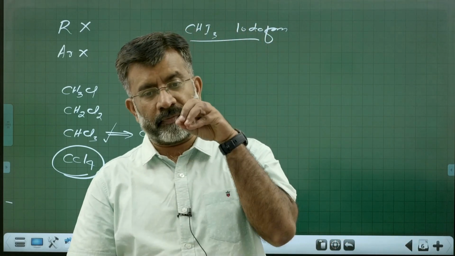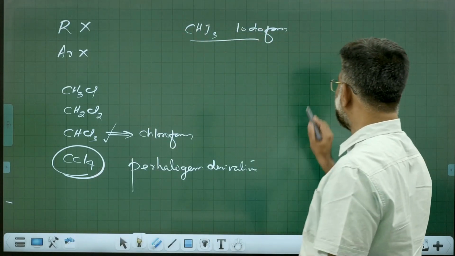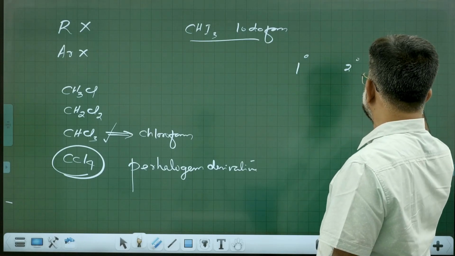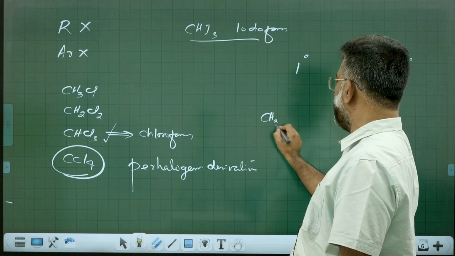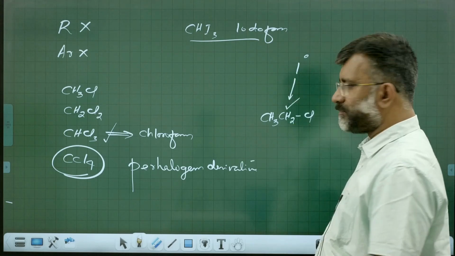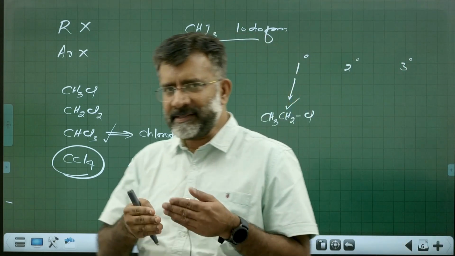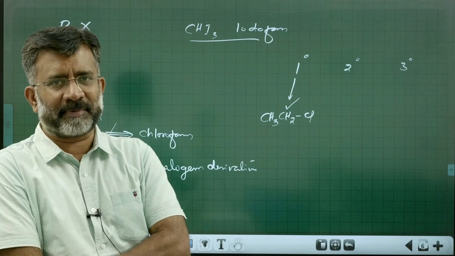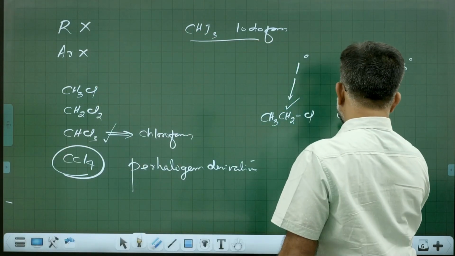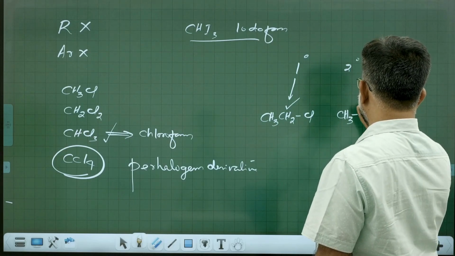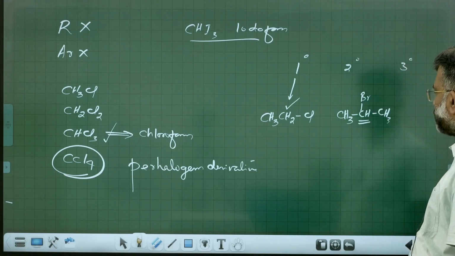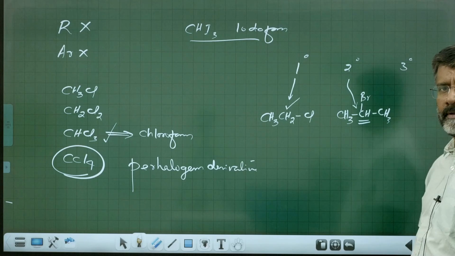Based on the type of carbon to which the halogen is connected, for example, whether the halogen is connected to a primary carbon, secondary carbon, or tertiary carbon, we can have three types. All of you know CH3CH2Cl, chlorine connected to a primary carbon. Primary carbon means one carbon connected to one other carbon. So halogen bonded to a primary carbon is a primary halide. Halogen connected to a secondary carbon, CH3CHBrCH3. Here you can see the halogen, say for example bromine, connected to a secondary carbon. That is a secondary halide.